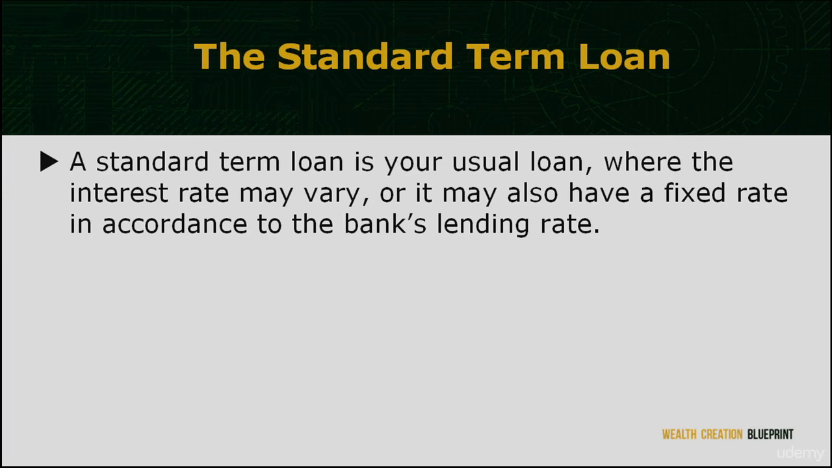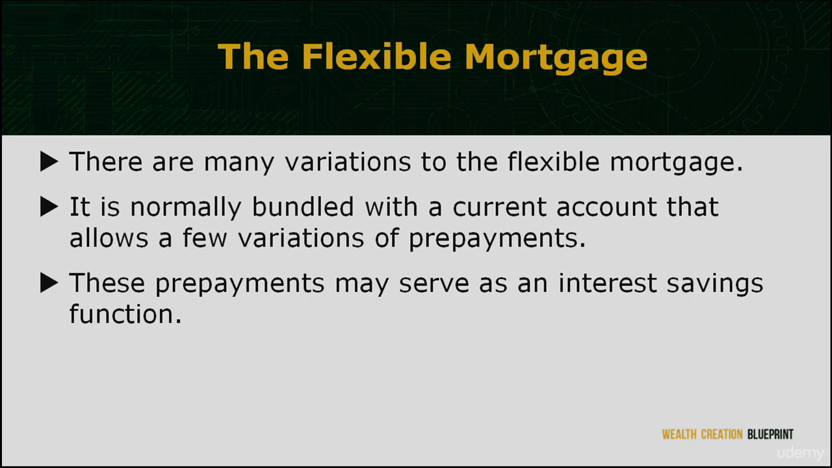This is your plain vanilla mortgage where the interest may vary, or it may also have a fixed rate which depends on the bank's lending rate. Secondly, the flexible mortgage. There are many variations of flexible mortgages available, where it is normally bundled with a current account that allows a few variations for prepayments that could serve as an interest savings function.